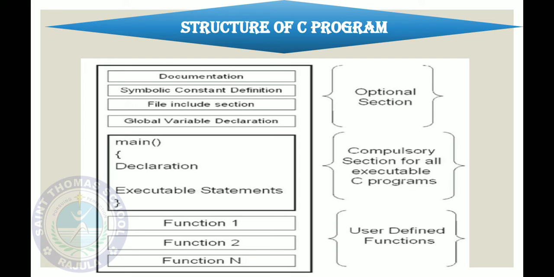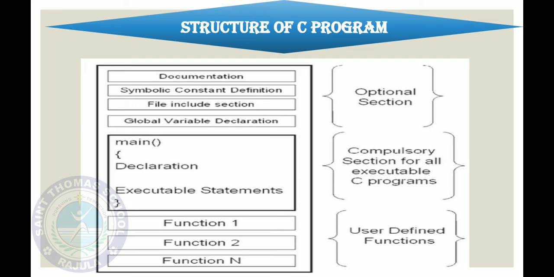Main is compulsory for every C program, because only through main will your program execution begin. The main function begins with curly braces and ends with curly braces, and whatever you want to write in the main function must be within these curly braces. This is known as the scope of your program. That is the compulsory section.